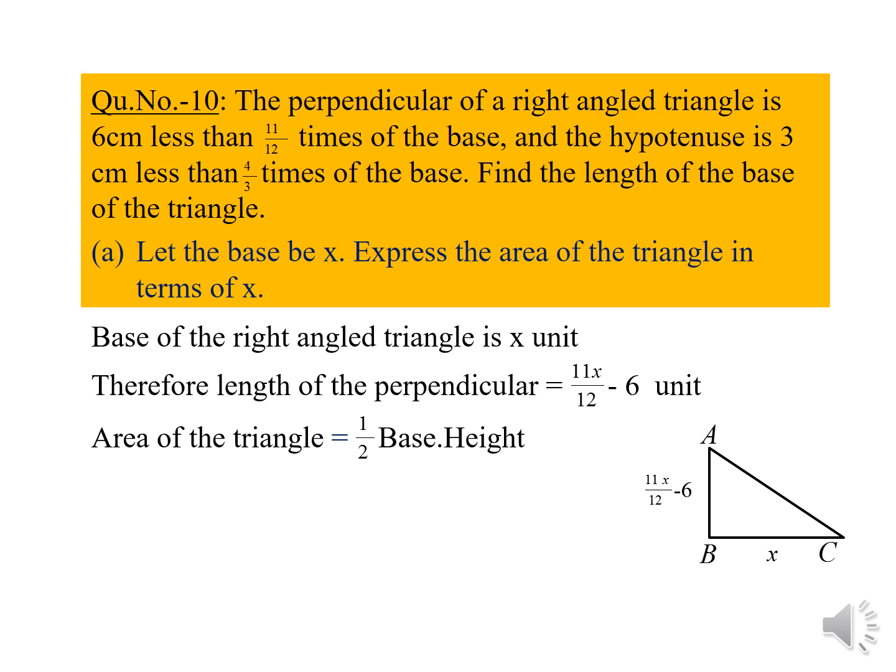Now we know the area of a right angle triangle is half into base into height. Here base is x and height is 11x by 12 minus 6. So putting these values we get the area of this triangle is x into 11x by 24. By multiplying this half we get 11x by 24 and minus 6 by 2, which means 3.